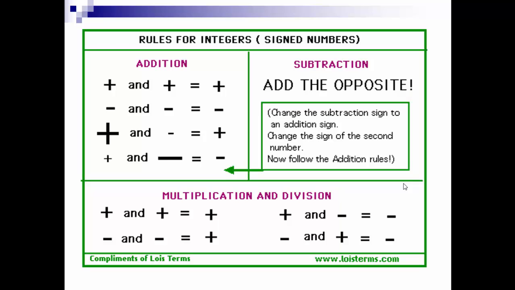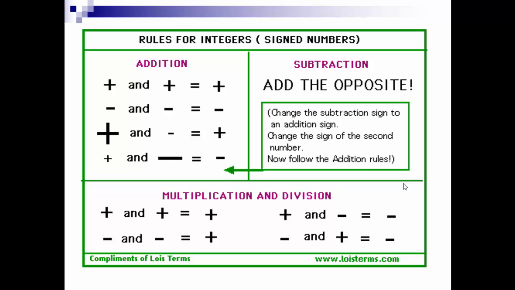Let's first review our rules for signed numbers. Let's look at addition. When you add two positives, the answer is positive. When you add two negatives, the answer is negative. When you add a positive and negative, if the larger is positive, the answer is positive. If the larger is negative, the answer is negative. For subtraction, you just add the opposite, then follow the rules for addition. We know our keep, change, change.